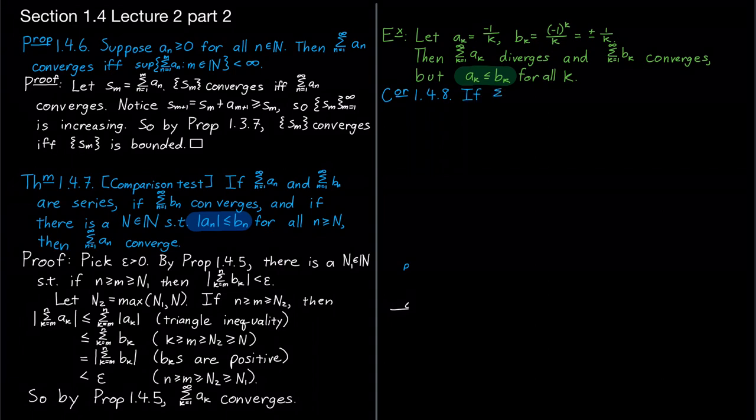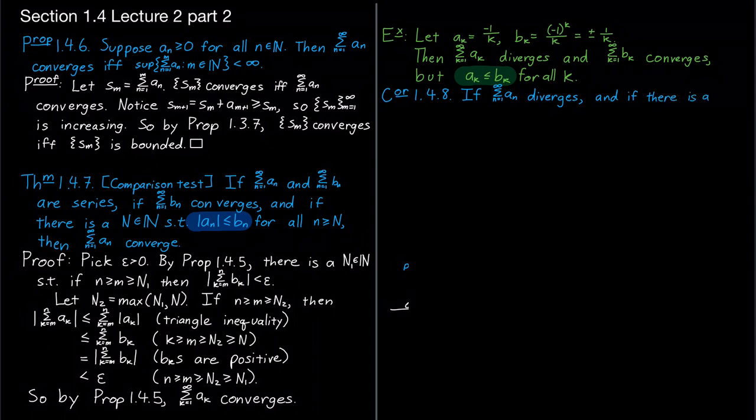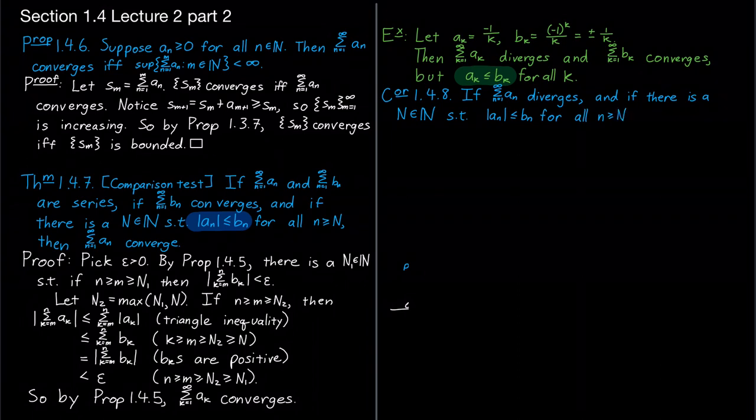This says, by the contrapositive, that if the sum of AN diverges, and if there is a natural number big N such that the absolute value of AN is less than or equal to BN for all n bigger than or equal to big N, then the BKs also diverges.